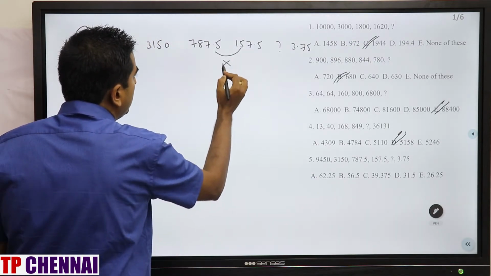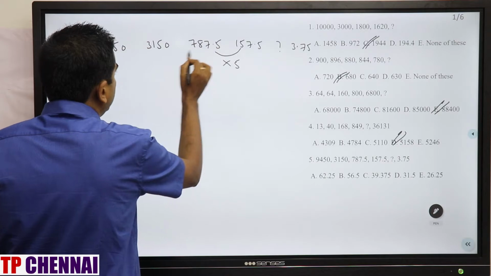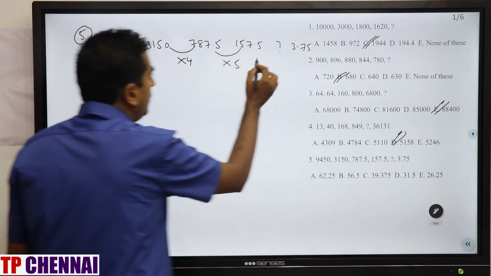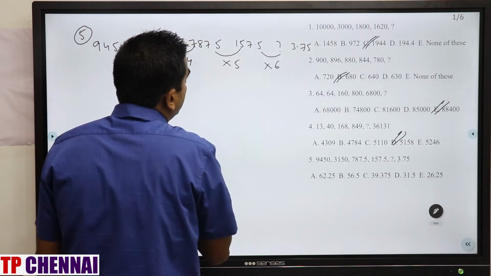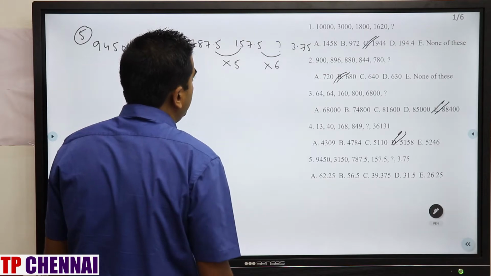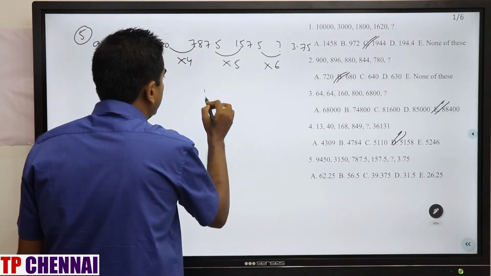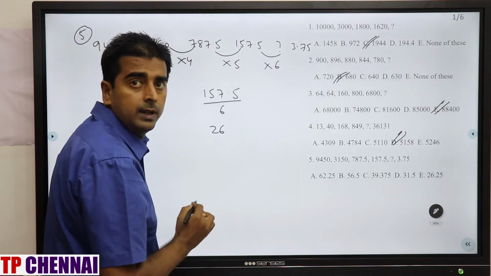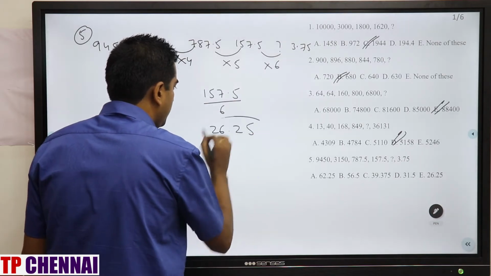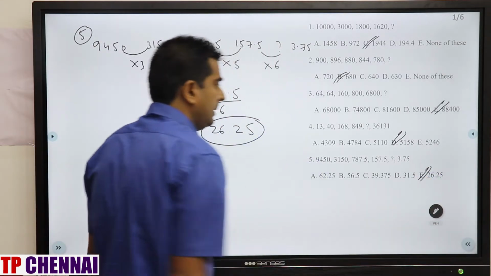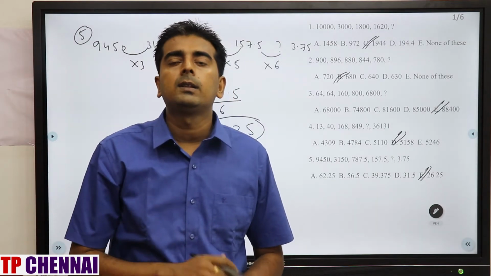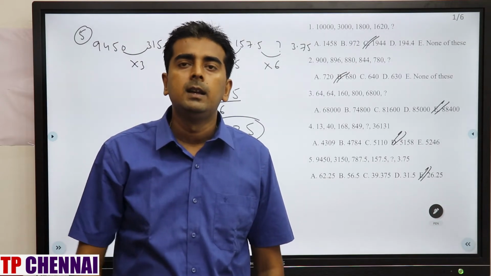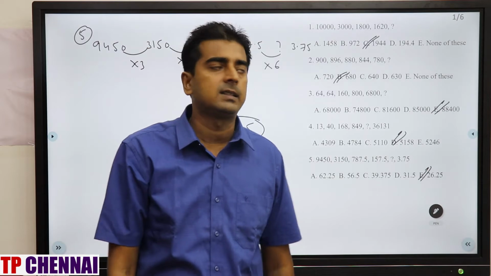This is into 5. This is into 4. This is into 3. Into 3, into 4, into 5. This is into 6. So what is the answer? 26 point. So if you go from left to right, we have to divide. So 157.5 divided by 6. 6 26s are 156. 6 2s are 12. 26.25 is the answer, which is nothing but fifth option. Clear? So these were the 5 missing number series which they asked last year in the IBPS RRB PO mains level examination. Now we will see one caselet DI which they asked last year.